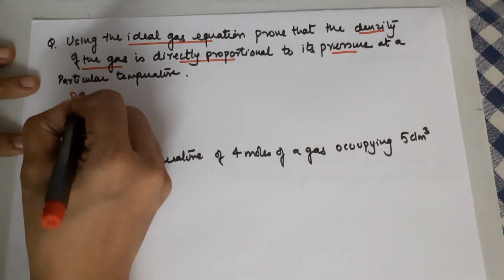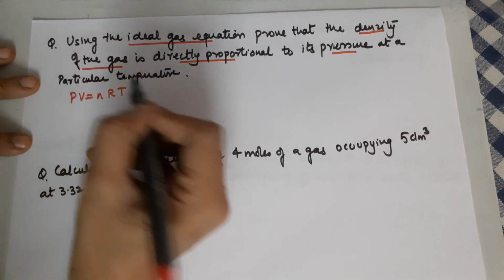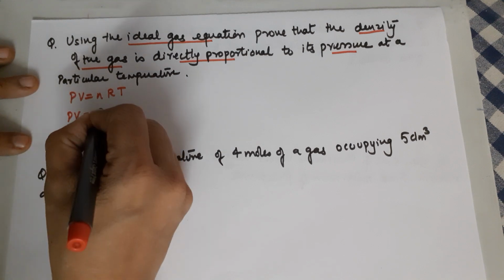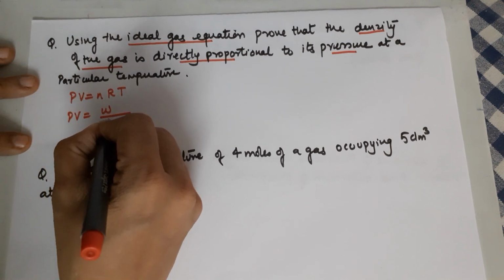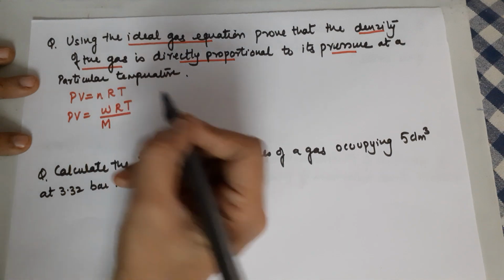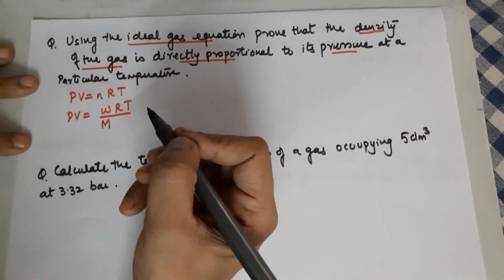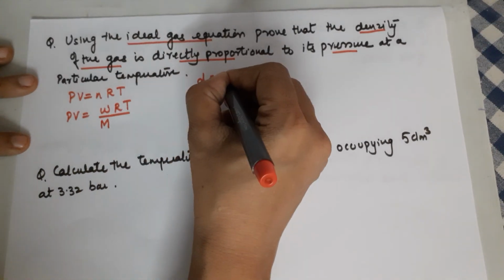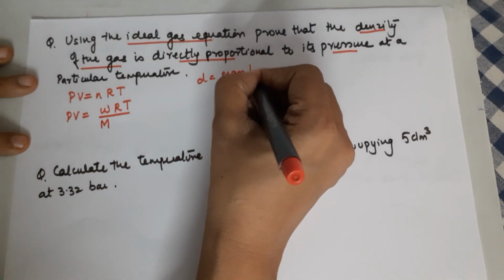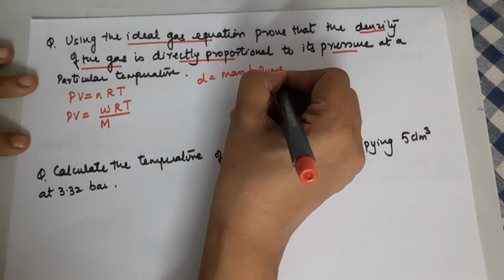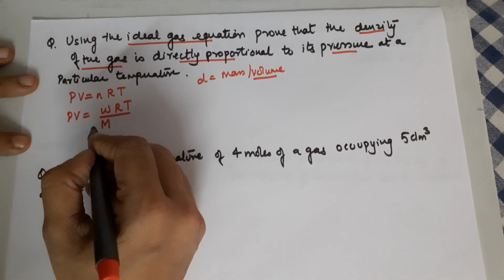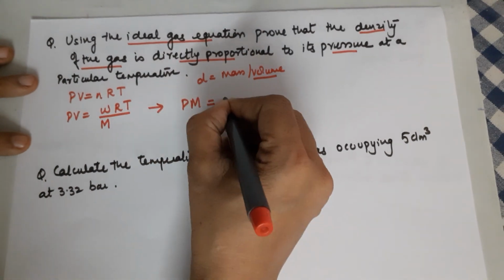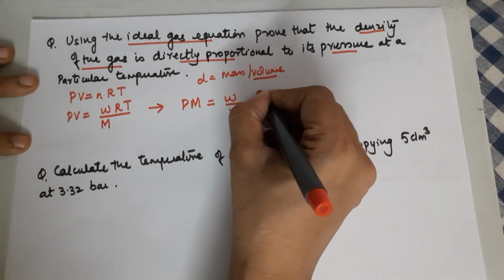Since we have to begin from PV = nRT, your ideal gas equation, we very well know the number of moles is nothing but the mass of the gas upon the molecular mass of the gas, times RT, where W is the weight of the gas and capital M is the molecular mass. Now, we also know that density is equal to mass upon volume. Therefore, I would rearrange this equation as PM = (W/V)RT.